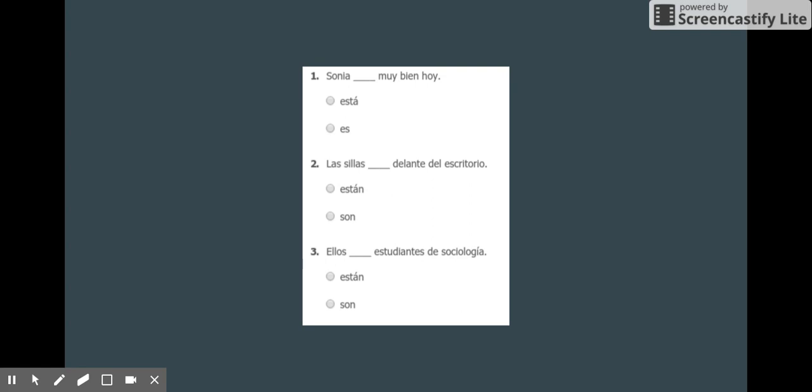Finally, in this section, all you have to do is pick whether you would use ser or estar in the situation. So, first one, Sonia blank muy bien hoy. Hoy is kind of the key word here, just today, and it's good, so more of a condition there. So that would be estar. Sonia está muy bien hoy. Hoy, since it's only one day, more of a temporary condition.